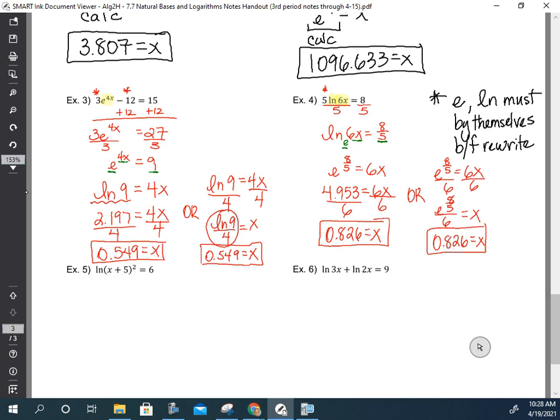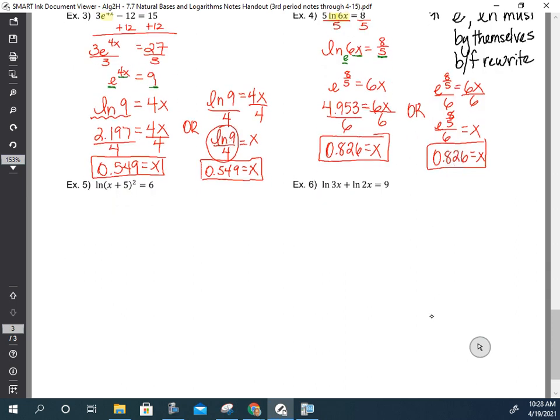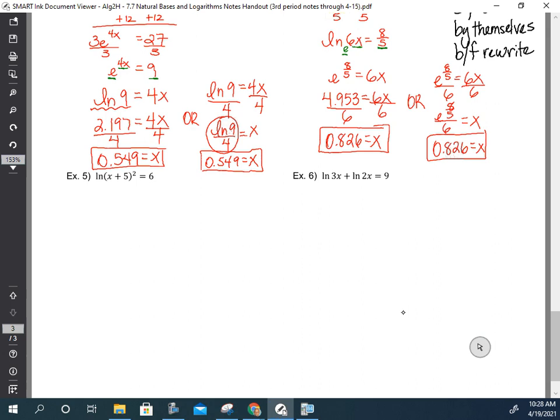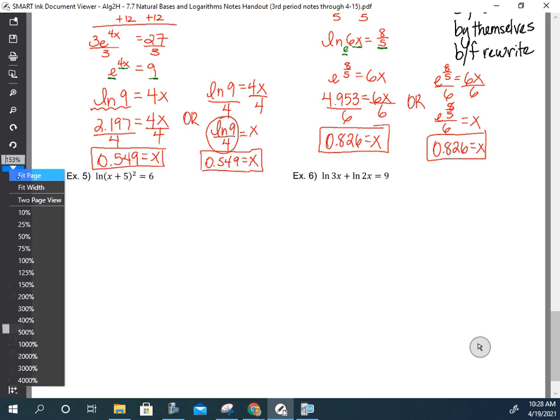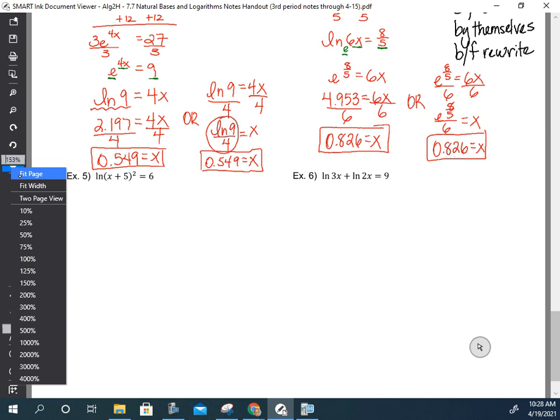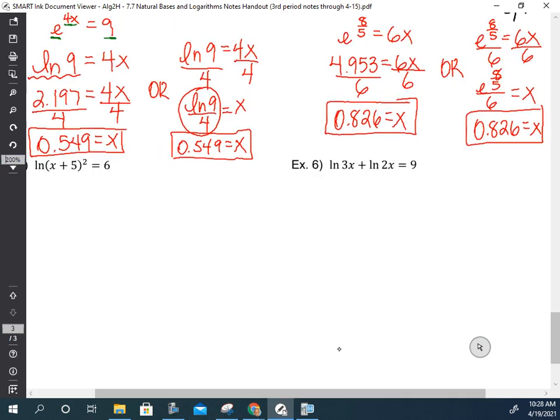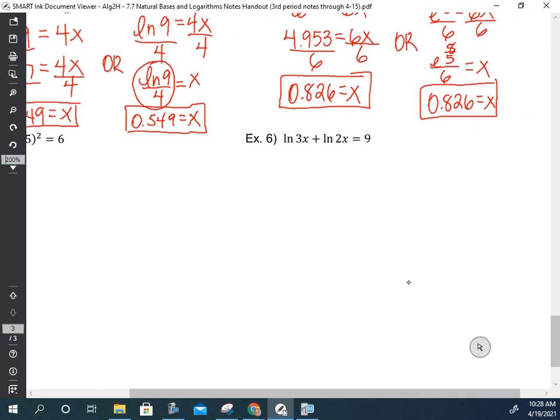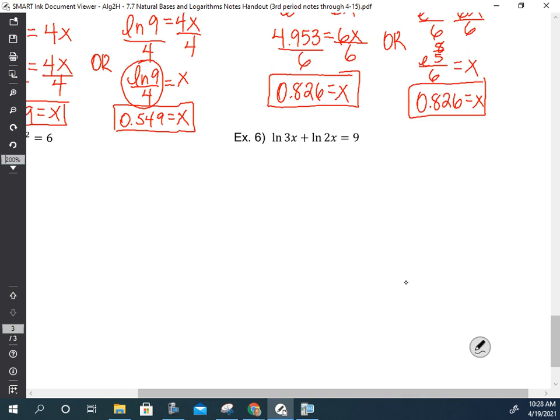So then the last thing with solving the equation deals with, well, what if properties of logs come into play? Because they will come into play. So, quick reminder about properties of logs. Remember, there are 3 main properties of logarithms.